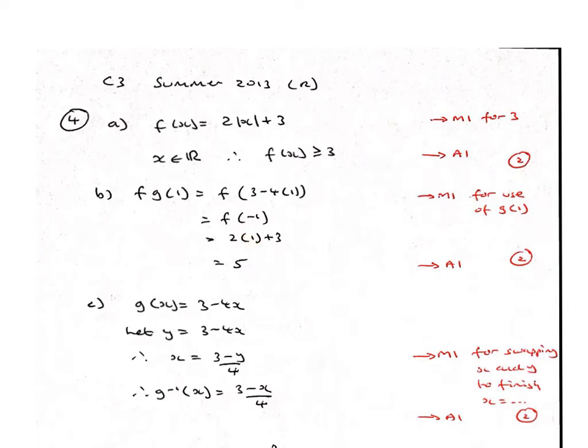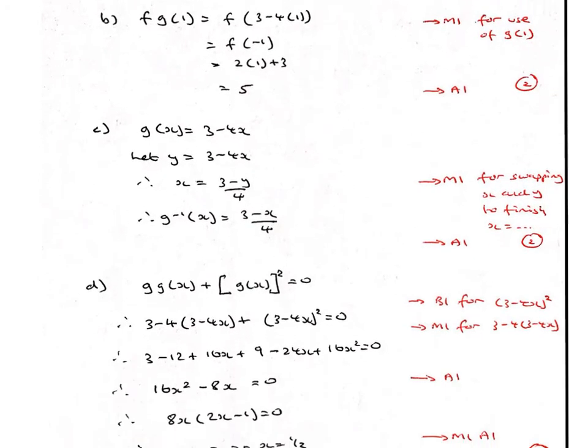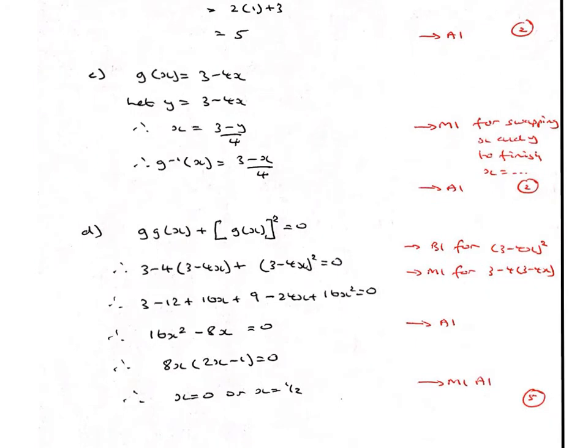In part C, then we need to find the inverse function of g. So we write y equal to 3 minus 4x, rearrange to get x in terms of y, and then replace the y by x. So it's a method mark for swapping the x and y, and to finish x equals. And that's your answer. In part D, we've got to solve this equation.